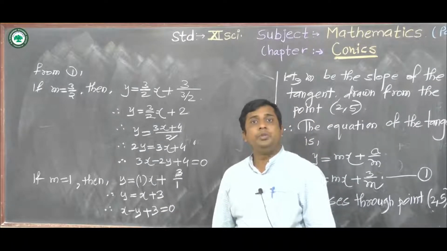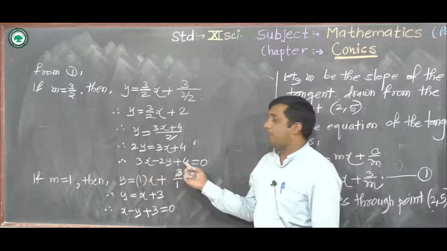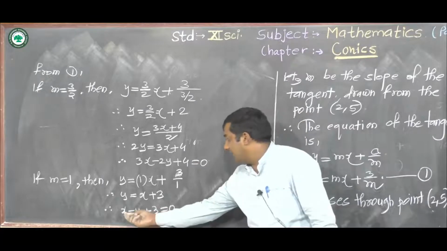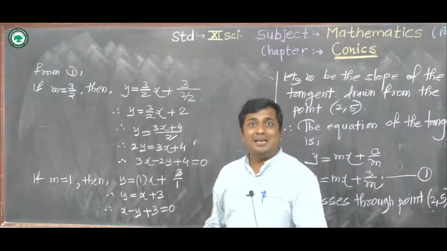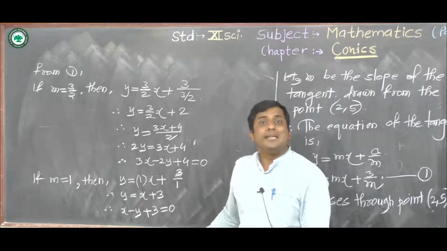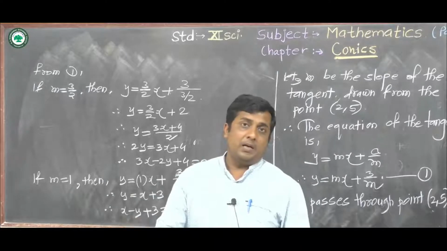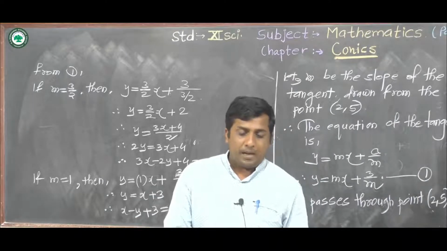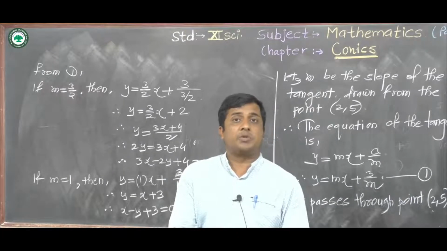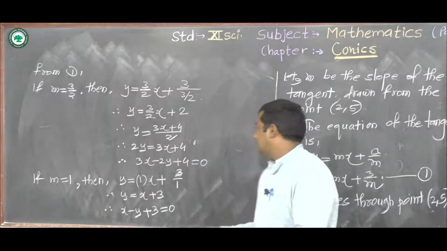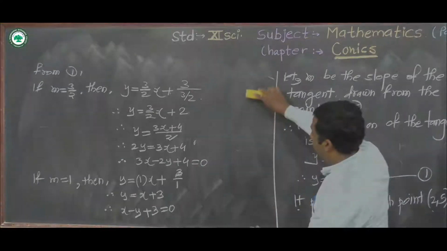So we get two tangents. The first is 3x minus 2y plus 4 equal to 0, and the second is x minus y plus 3 is equal to 0. So these are the required equations of the tangents. Again, a very simple example: directly by using the form of the equation of tangent in terms of slope, we find these equations. Let's go with our third example.